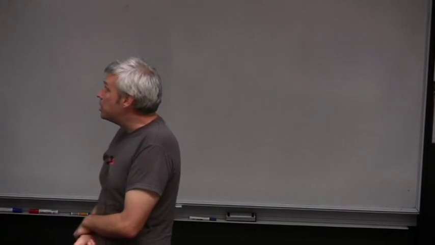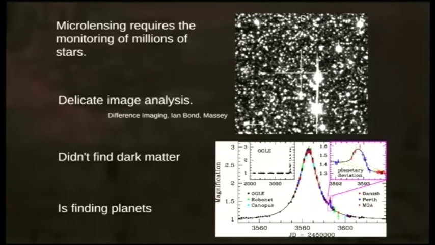So microlensing, this particular technique, requires, like the other techniques, at least the transit technique, observing millions of stars. It requires delicate image analysis, and I again advertise the amazing efforts of Professor Ian Bond at Massey for making this routine. The whole project, the MOA project, was set up with the idea of finding dark matter. People know what dark matter is? Excellent. No, we don't know what that is. Would we like to know what it is? Yes, we would.